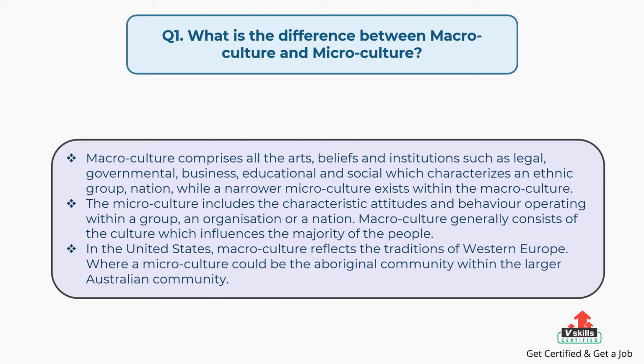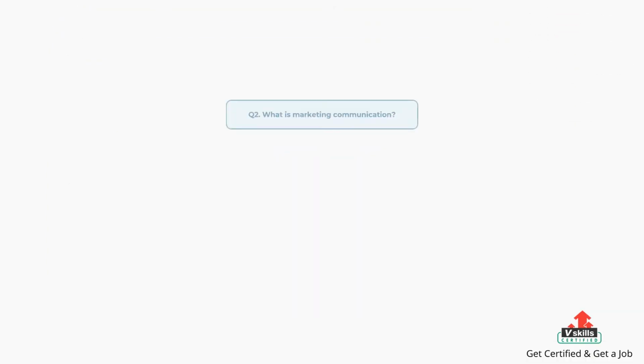Macroculture generally consists of the culture which influences the majority of the people. In the United States, macroculture reflects the traditions of Western Europe, where a microculture could be the Aboriginal community within the larger Australian community. Question number 2.